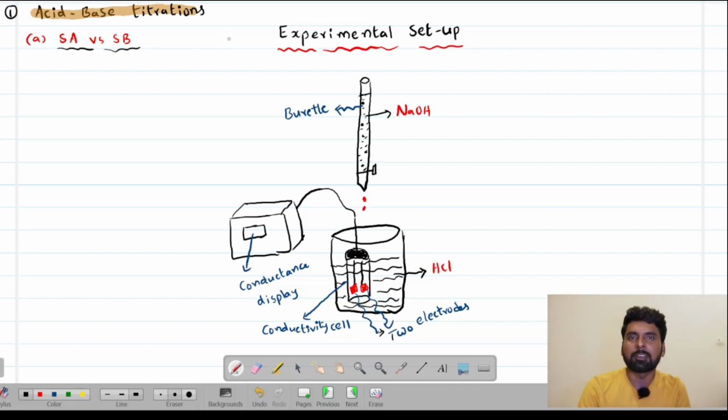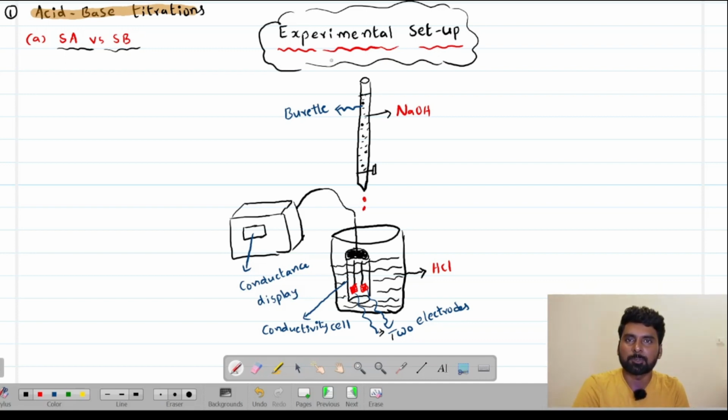If you have a clear idea in your brain, you can easily understand what is happening inside that solution. So for that I am giving the experimental setup for the strong acid versus strong base titration. You know the burette, and in the strong acid strong base titration generally the burette is filled with NaOH. This is present in the burette.